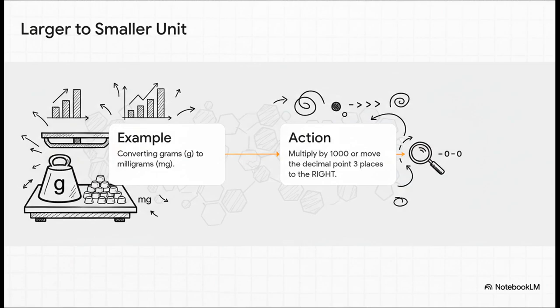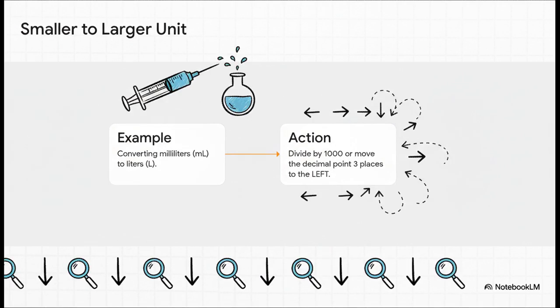So here's the deal. When you're going from a bigger unit, like a gram, down to a smaller unit, like a milligram, you're going to have a whole lot more of them, right? That means you multiply by 1,000, which is just a fancy way of saying you move the decimal point 3 places to the right. So, for example, 2 grams becomes 2,000 milligrams. Easy.